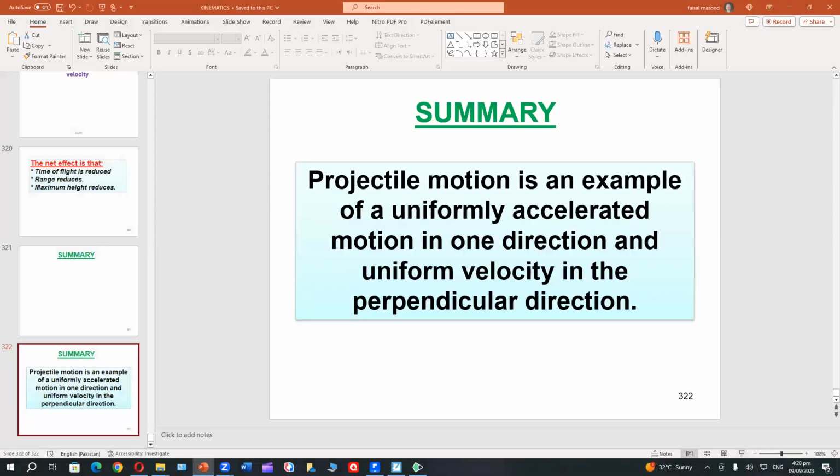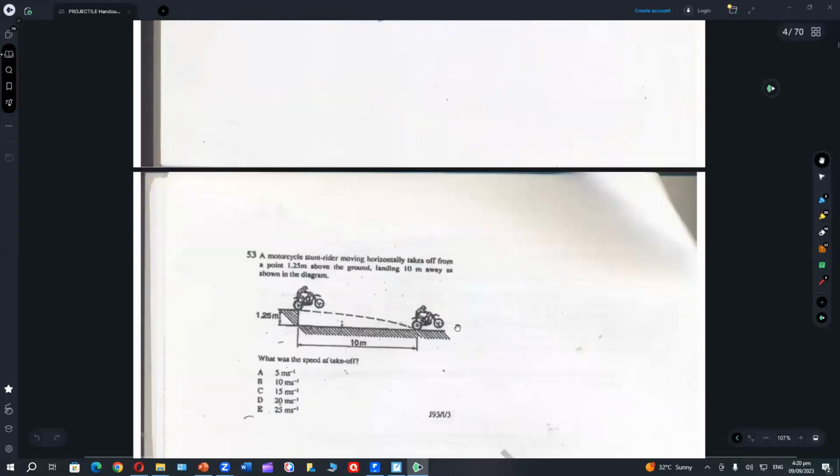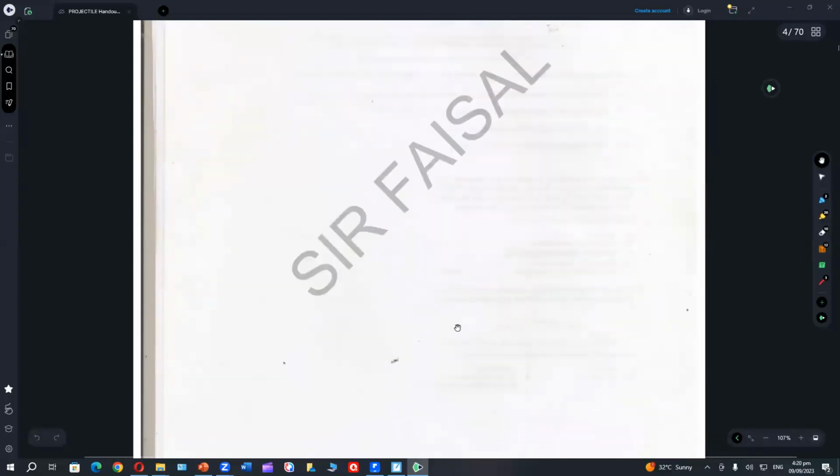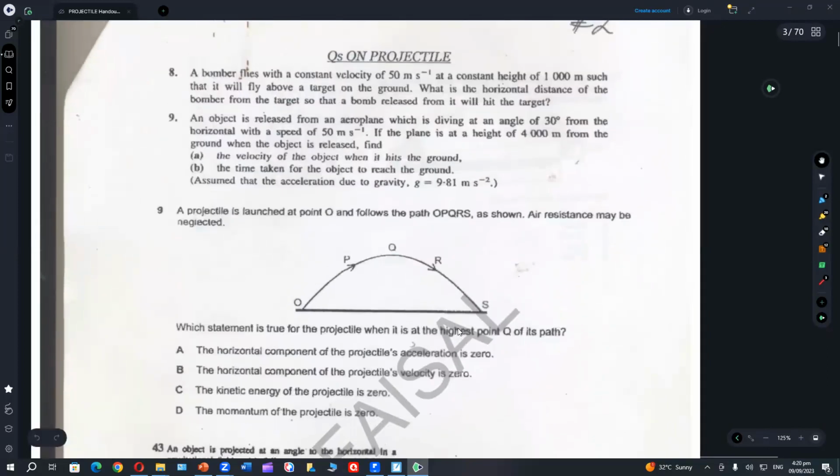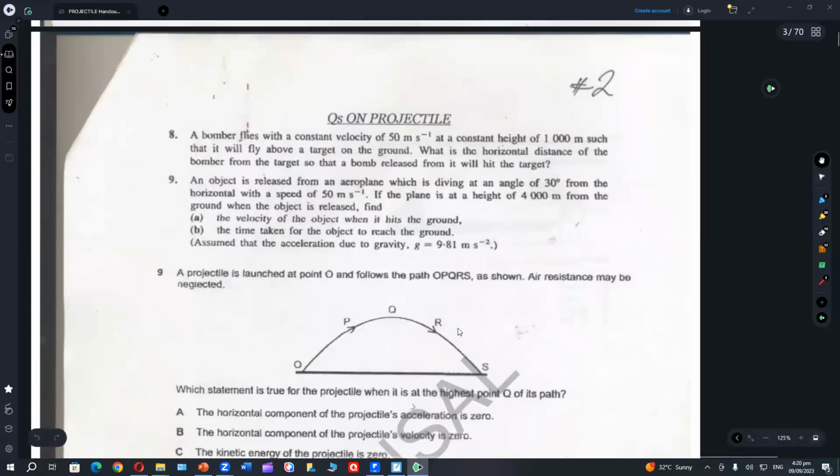Now, we are done with this topic, and I'm doing a question to discuss for our working today. I have shared this file, and if you can open it, it is named projectile. It's sheet number 2 in that file. If you are having a parallel device presently, then open it.